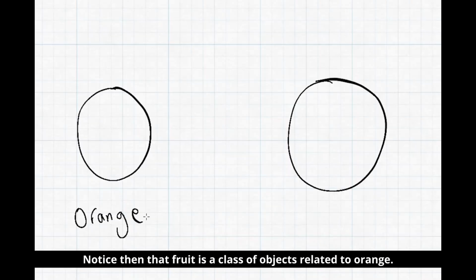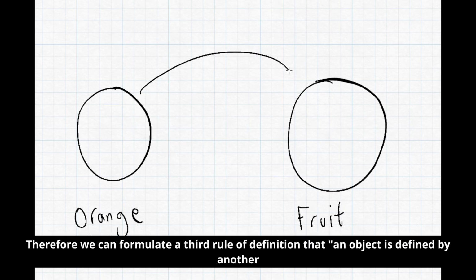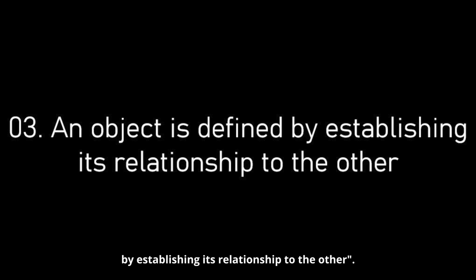Notice then that fruit is a class of objects related to orange. Therefore, we can formulate a third rule of definition, that an object is defined by another by establishing its relationship to the other.